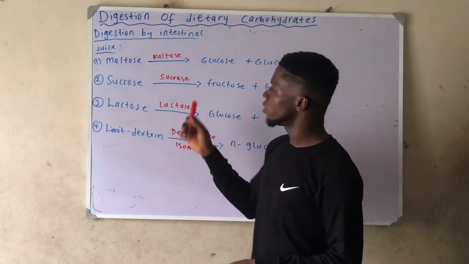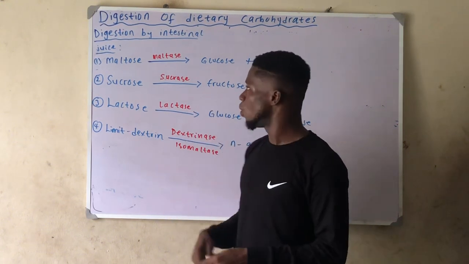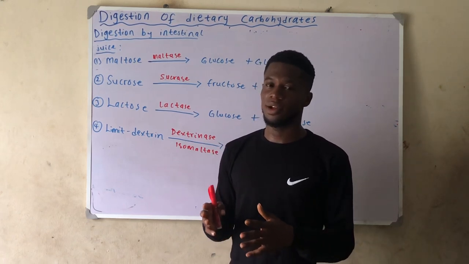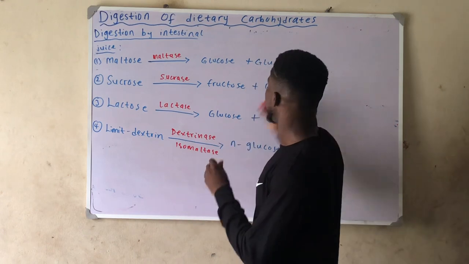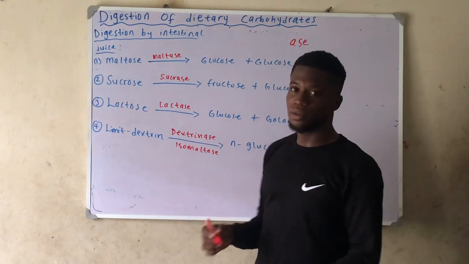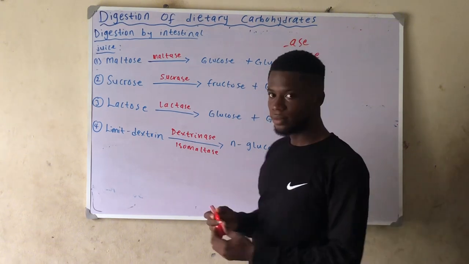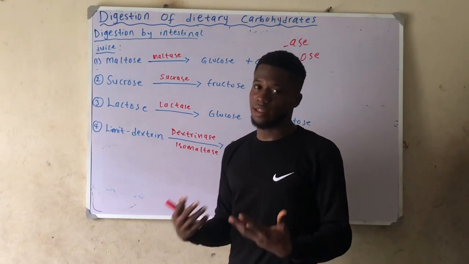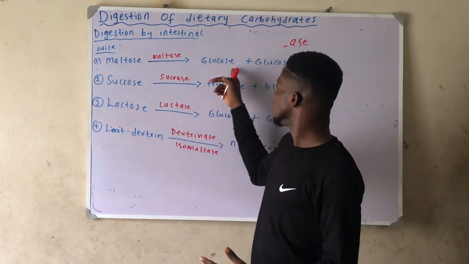So, first of all, maltose. There will be an enzyme from the intestinal juice called maltase. Note that enzymes usually, or always, end with -ase, while sugars end with -ose, right? So now, maltase is one of the contents of intestinal juice. Maltase would break down maltose to give you glucose plus glucose.